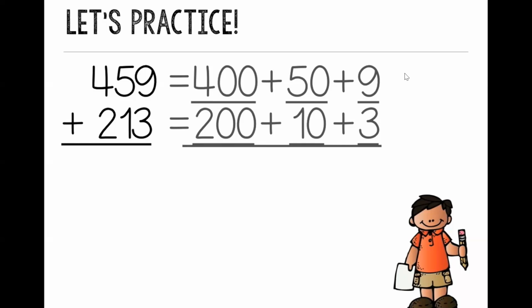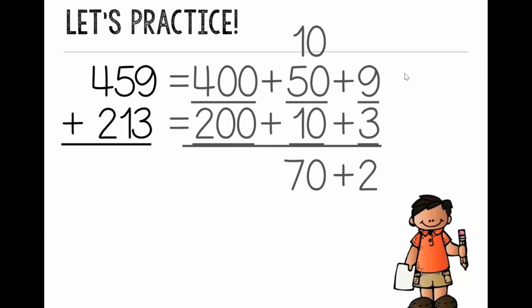My next step is to use this to add each place value. First, I start with my ones. 9 plus 3, and that equals 12. But I can't keep a two-digit number in the ones place. And I know that 12 is made of 10 and 2, so the 2 will stay in the ones place, and I'm going to move the 10 over to my tens place. And then I add 10 plus 50 plus 10, and I get 70.